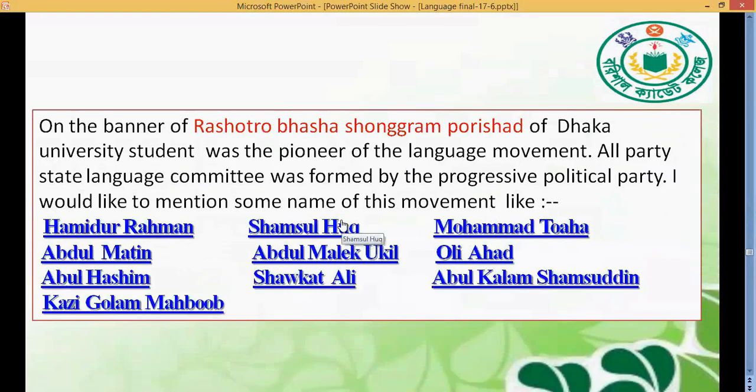The linguist Dr. Muhammad Shahidullah, along with many other intellectuals and literati, came forward with a view to protecting Bangla language, literature, and culture. But the Pakistan government started a conspiracy to make Urdu the state language. Cadets, on the banner of Rashtrabhasha Sangram Parishad, Dhaka University students were the pioneers of the language movement. An All Party State Language Committee was formed by the progressive political parties.